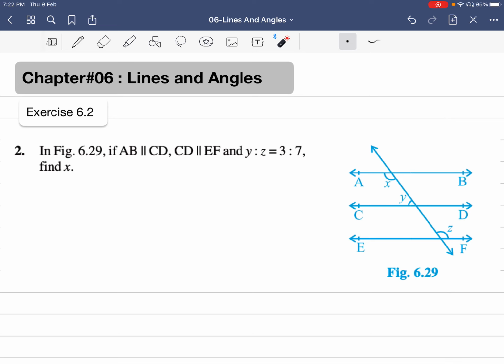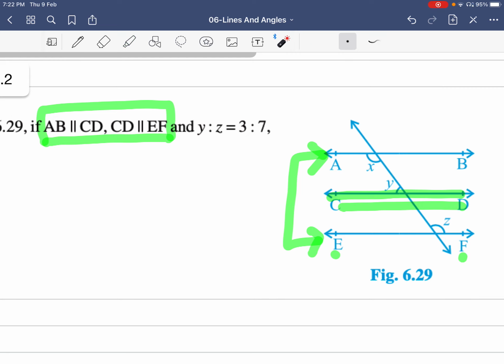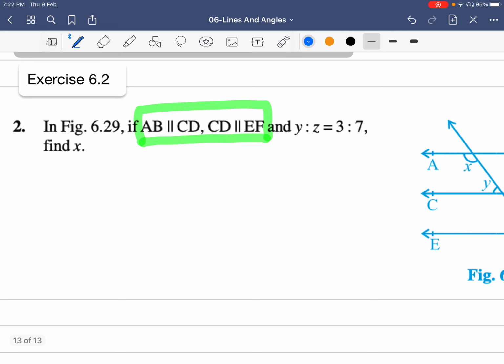Okay. So the key information given here, which we are going to highlight, is that these three lines are parallel to each other. Why? Because AB is parallel to CD and EF is also parallel to CD. So we know that if two lines are parallel to the same line, then this line AB is also parallel to EF. So basically all three lines are parallel to each other. This is an important point, which we'll be using in solving the problem.